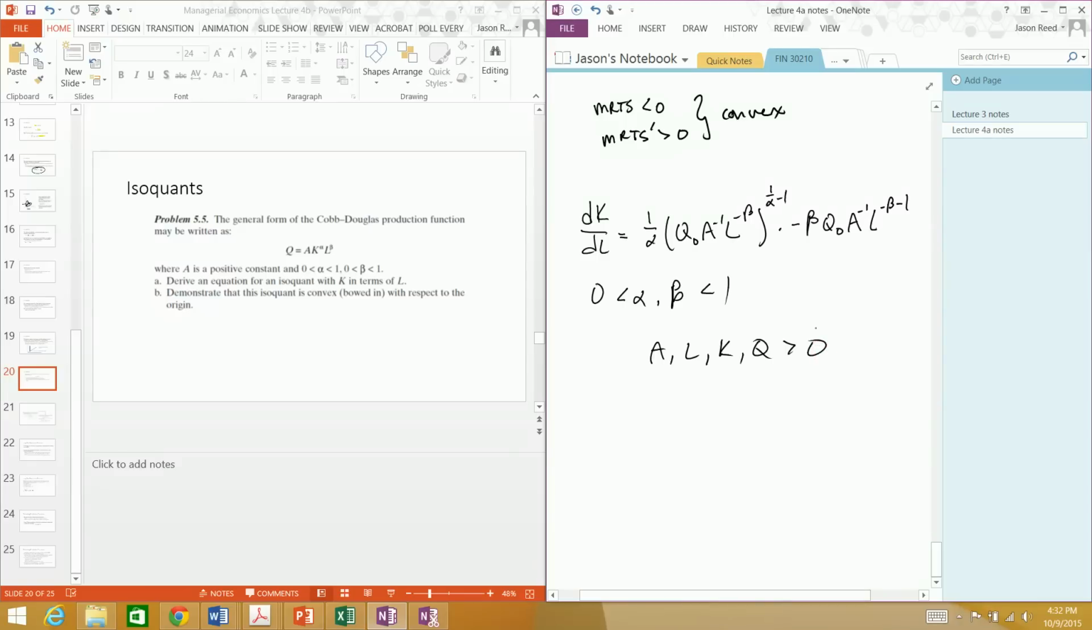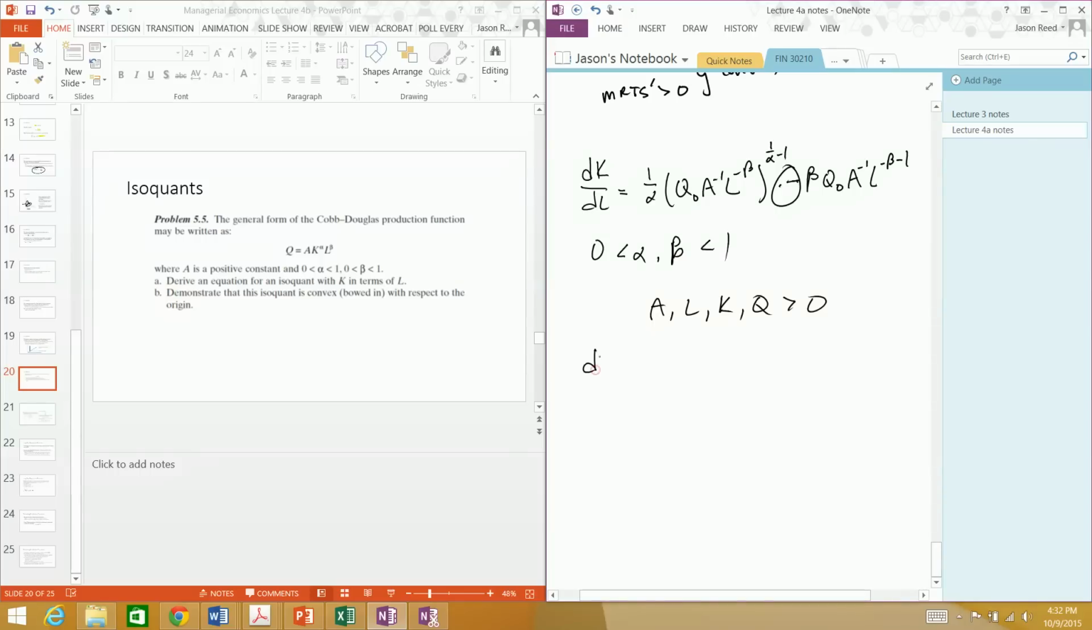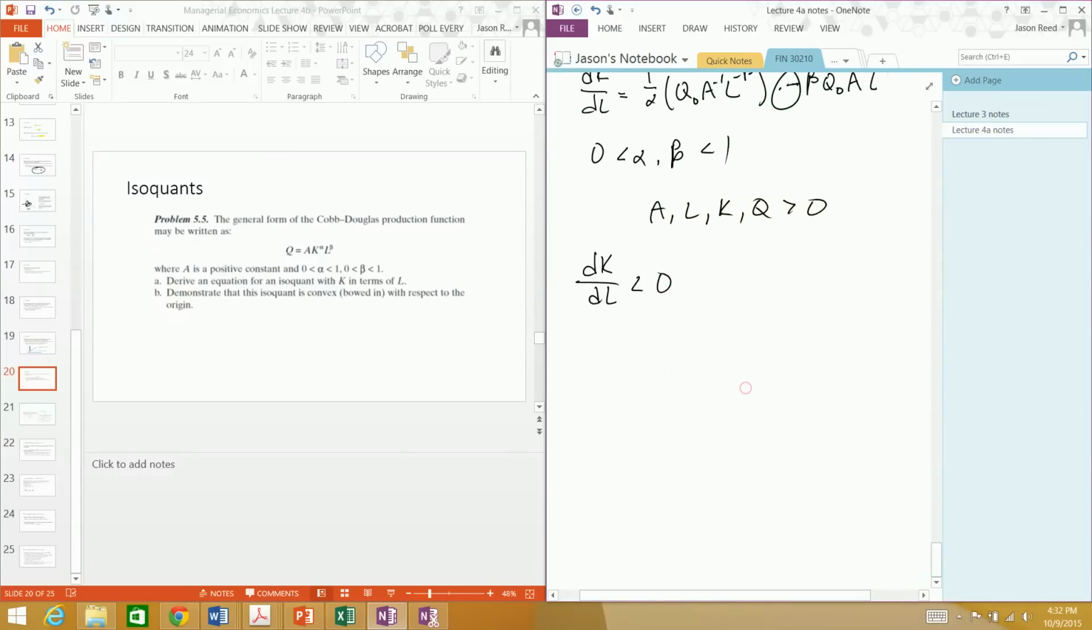And I don't think that's a big leap to make. We know that A will be a positive constant. We think that output Q will be a positive constant. We also think that we have positive amounts of L and K. And if that's true, then the only negative that we find is here in our equation. So we know then that this first derivative, dK/dL, has to be less than 0.